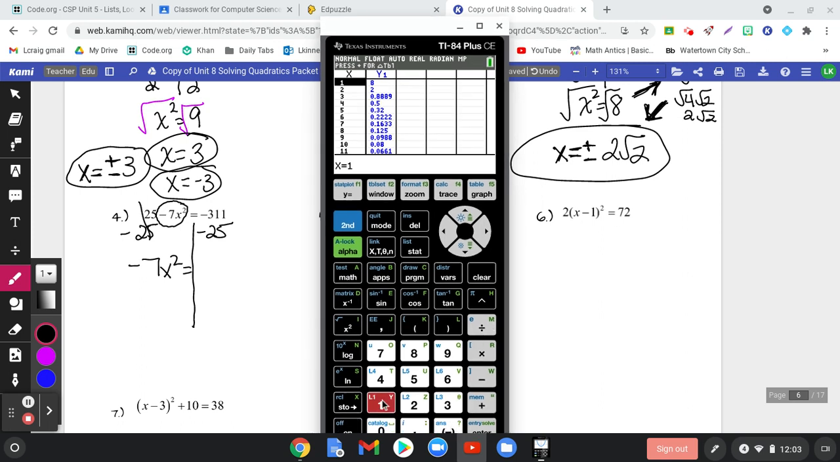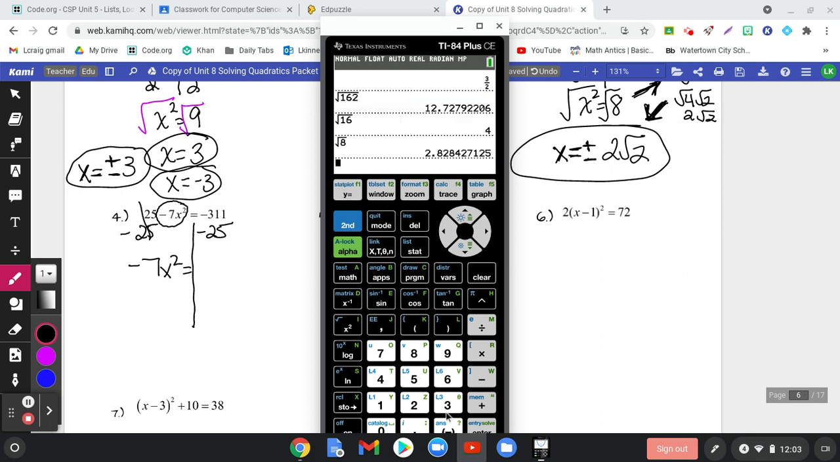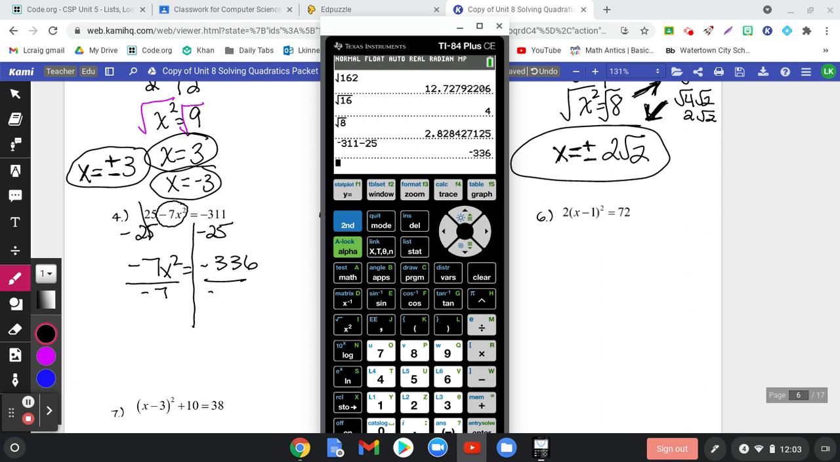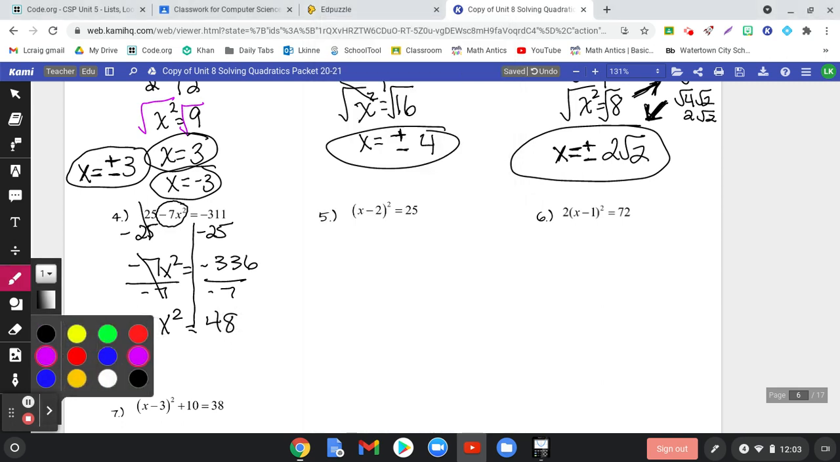Negative 311, oops, second quit to get out of there. Negative 311 minus 25, negative 336. All right, now I still have to get rid of multiplying by negative 7, so we're going to divide by negative 7. X squared equals, well, we can just hit divide by negative 7. 48, okay, perfect. Ready to take the square root, but unfortunately, 48's not a perfect square.